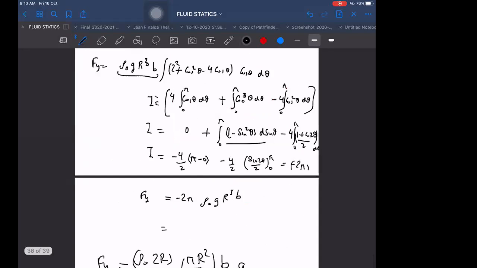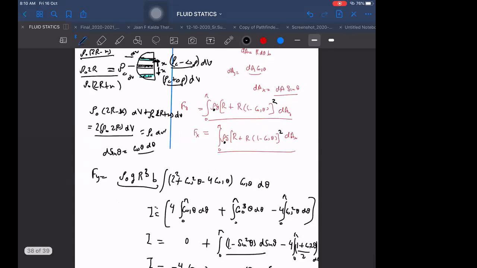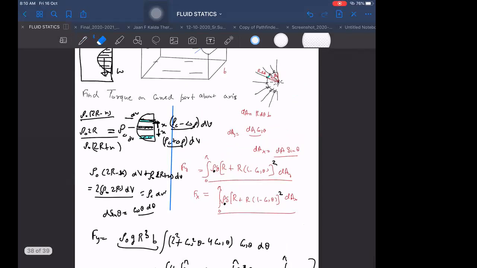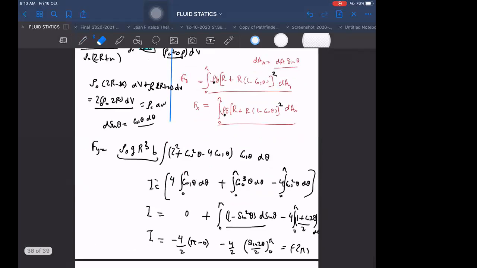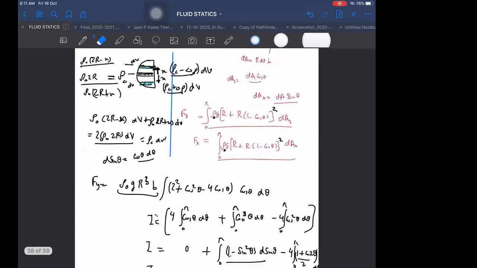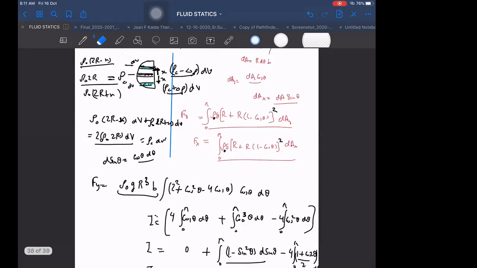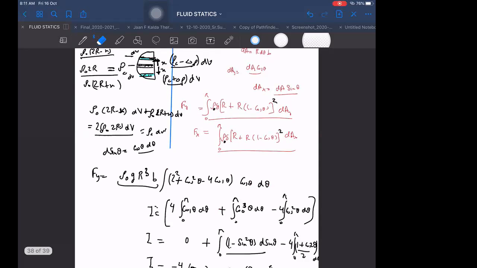There may be a mistake in the integration part, because the integration is slightly lengthy, and in a lengthy calculation we may have committed a mistake. But this is straightforward. There is no chance of committing a mistake in this. The answer is rho naught into 2r into pi r square by 2 into b into g. Very much straightforward. Let us check what we have done in the other case.